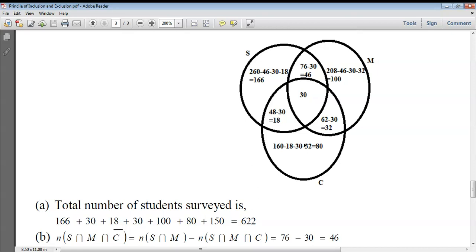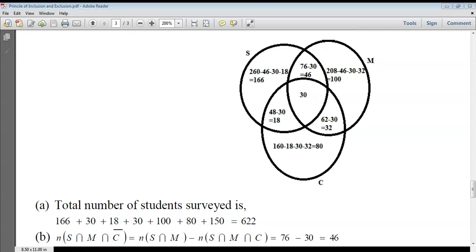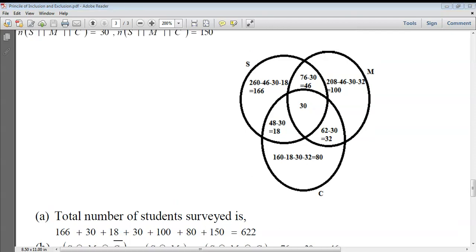But there are 150 students who are not studying any of the courses, so you need to add 150 also. The total number is the number present in the Venn diagram plus the number of students who are not taking any course. So it will be 622. The first question's answer is 622, the number of students involved in the survey.